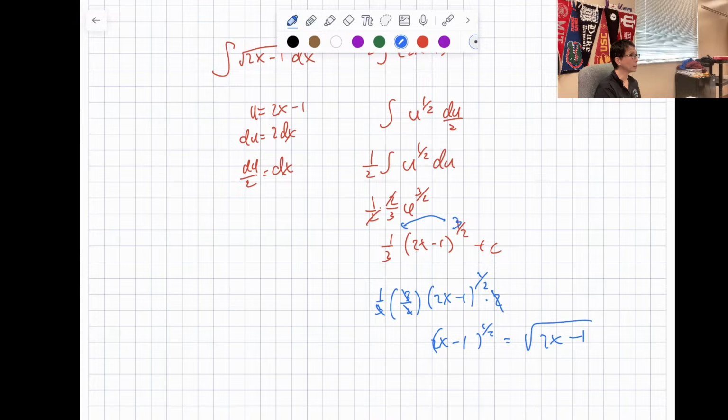Yes? I'm a little confused on where the 1/3 came from, or like the 2/3 thing cancel out. So integration of u to the 1/2 is u to the 3 over 2 divided by 3 over 2, which is 2 over 3 u to the 3 over 2. It's keep, change, flip. That's divided by 3 halves. Oh wait, never mind. First, and then you convert the 1/2. All right.